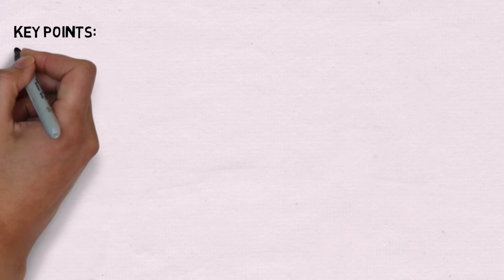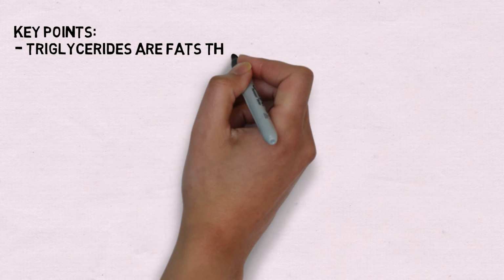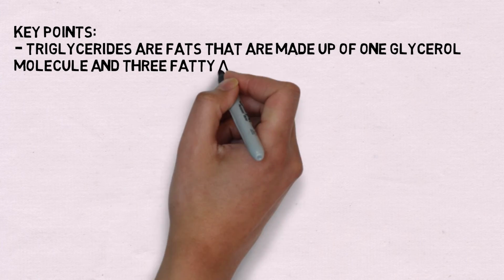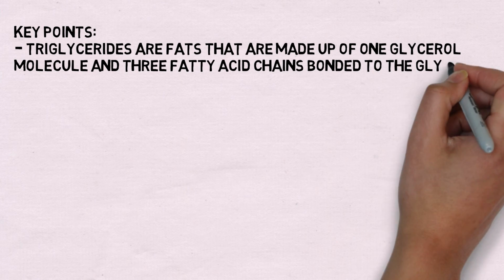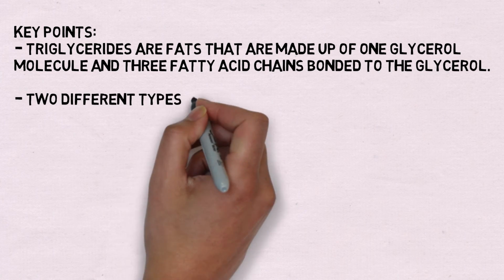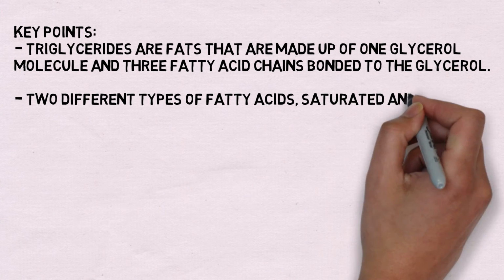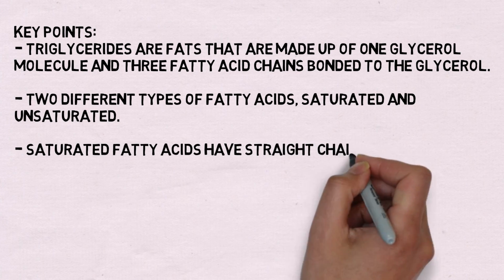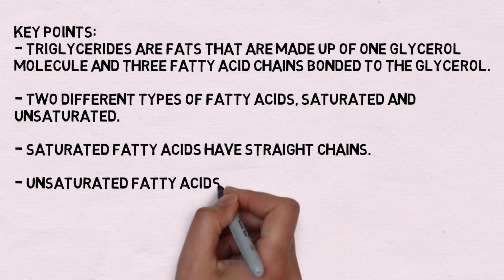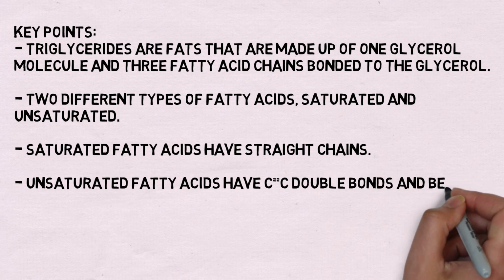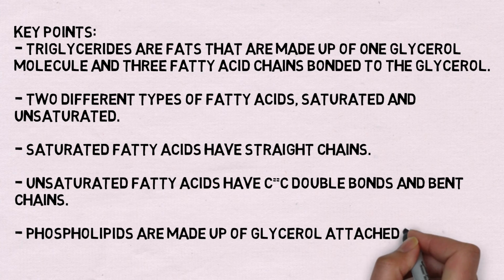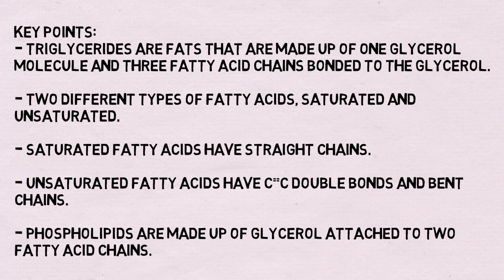The key points are: triglycerides are fats that are made up of one glycerol molecule and 3 fatty acid chains bonded to the glycerol. Fatty acids join with glycerol through ester bonds. There are 2 different types of fatty acids: saturated fatty acids and unsaturated fatty acids. Phospholipids are made up of glycerol that is attached to 2 fatty acid chains. Phospholipids have a hydrophilic head and a hydrophobic tail.